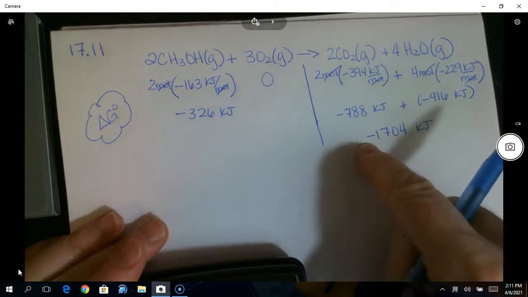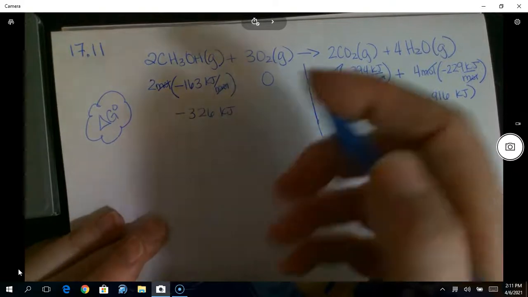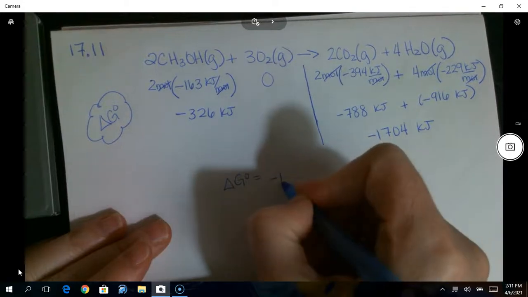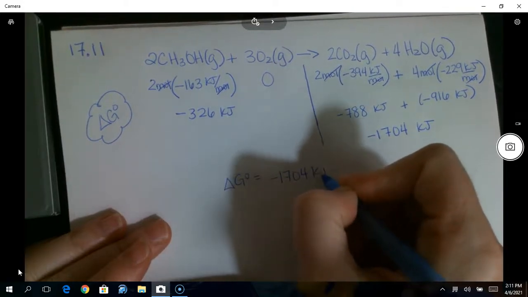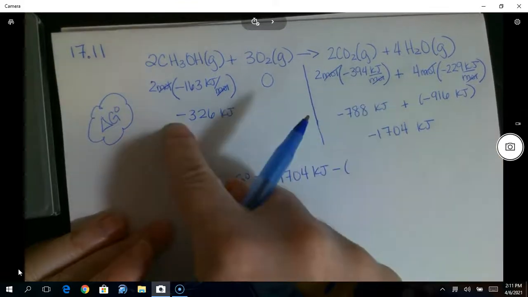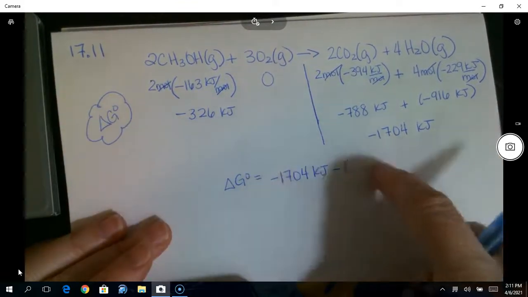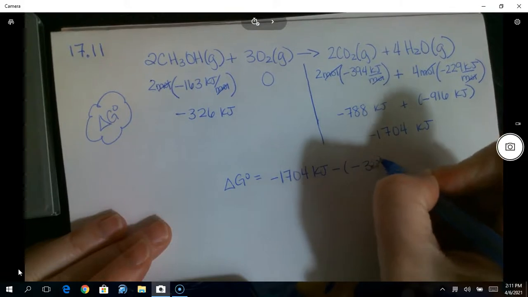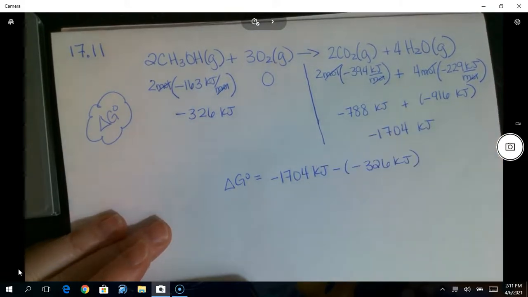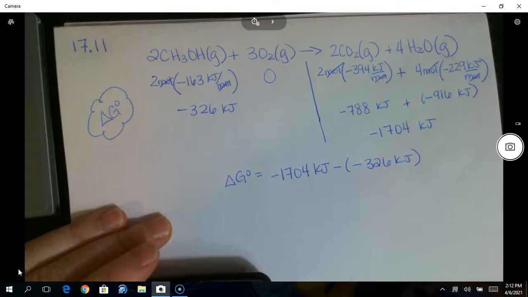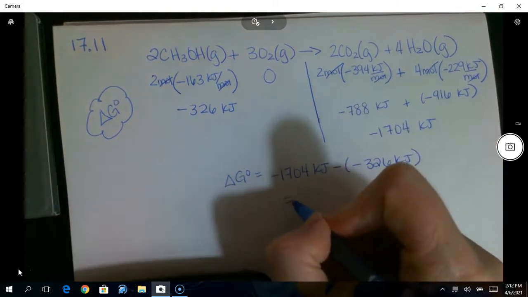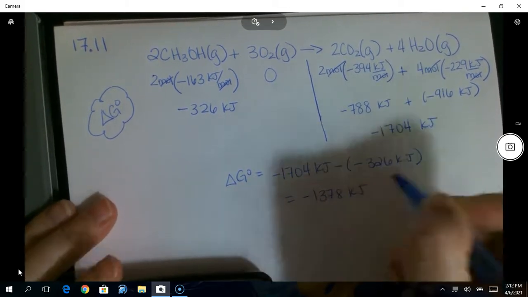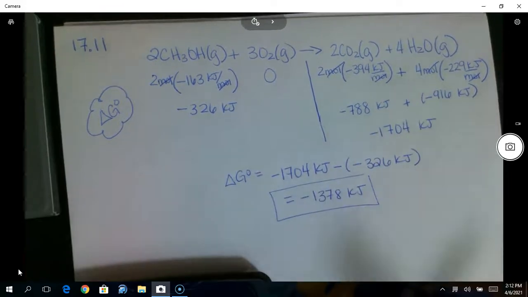So this is final, this is initial. So it's always final minus initial. Negative 1,704 kilojoules minus my initial. Now don't get confused by this negative here. It's minus your initial, not minus is already included. So it's minus negative 326 kilojoules. So minus negative 326. This is going to give us negative 1,378 kilojoules. So that is the change in Gibbs free energy for this reaction.